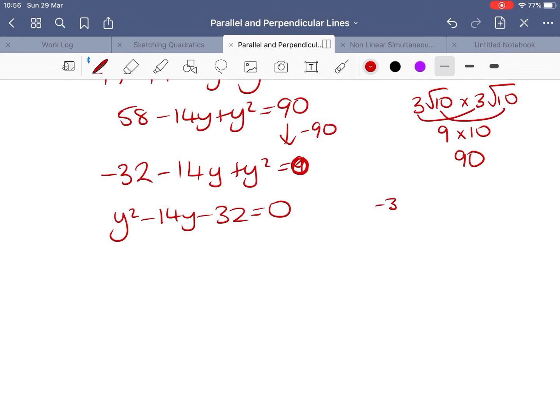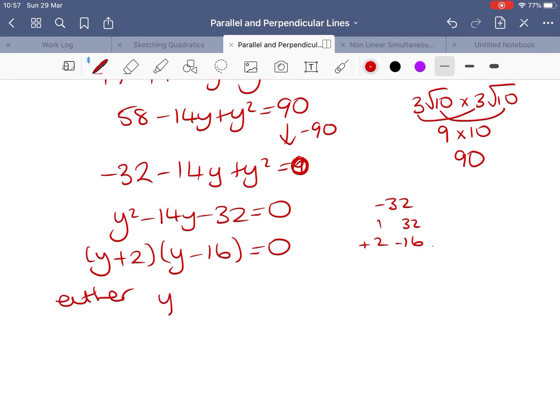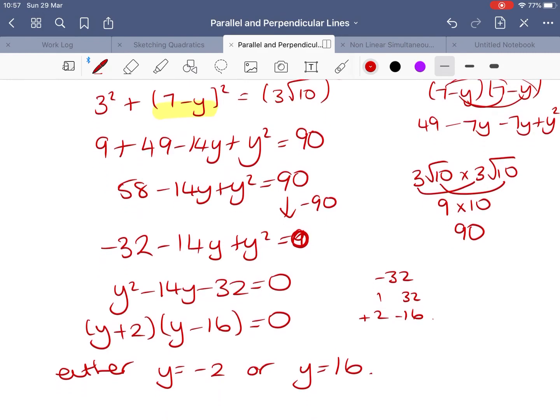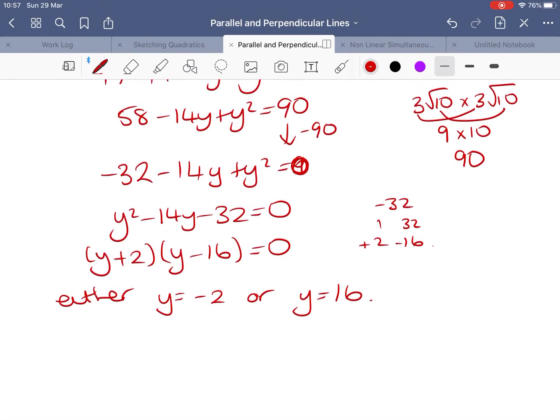I'm going to see if this will factorise. I think it probably will. So, two numbers that multiply to make minus 32. 1 and 32, 2 and 16, and that's the pair we want. So we want minus 16 and plus 2. So y plus 2 multiplied by y minus 16 equals 0. So either y equals minus 2 or y equals 16. So the two possible values of y are y equals minus 2 or y equals 16.